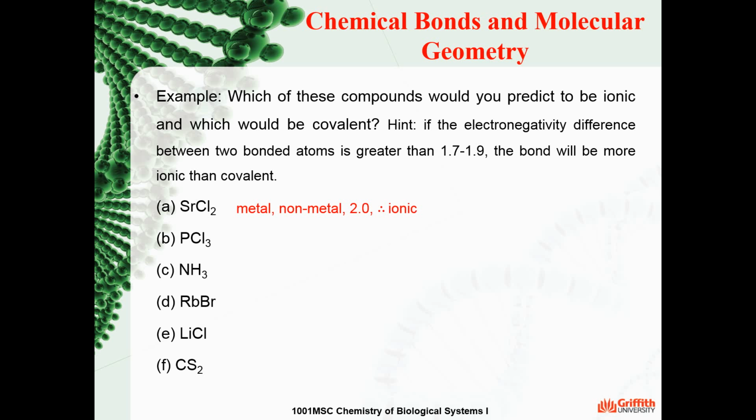Now let's look at PCl3. Phosphorus is a non-metal element. Chlorine is non-metal too. So the compound should be molecular with a covalent bond. Using the electronegativity table, phosphorus has an electronegative value of 2.1. Chlorine is 3.0, so the difference is 0.9, and according to our rule of thumb, the bond should be covalent. Therefore, we can put delta positive on the P and delta negative on the Cl. Try the other examples by yourself.